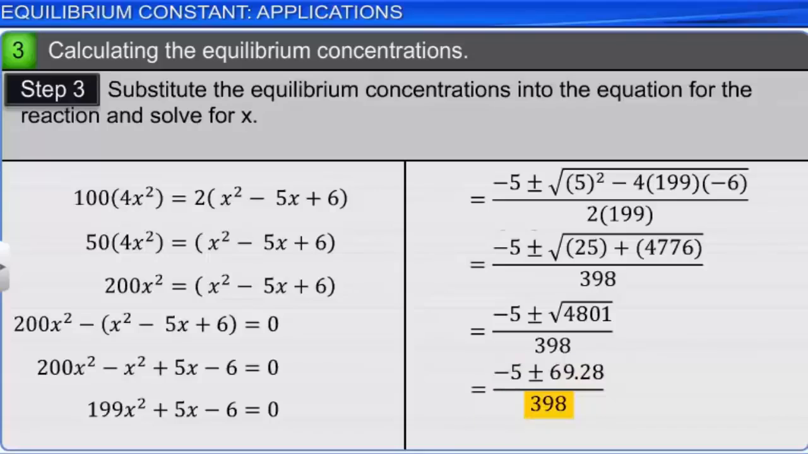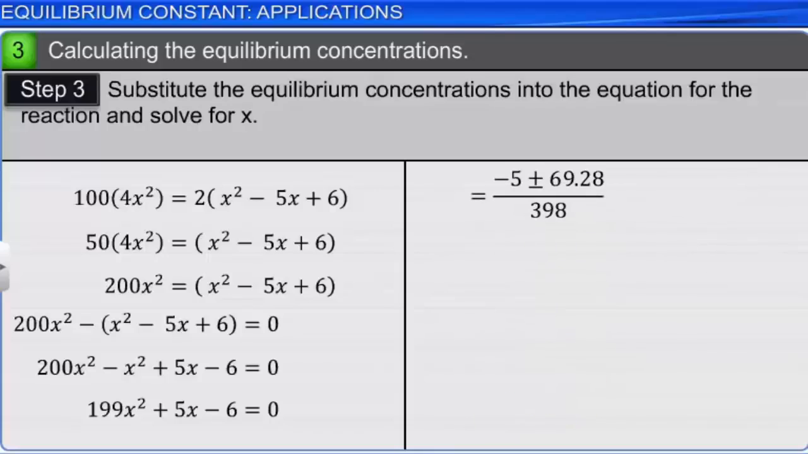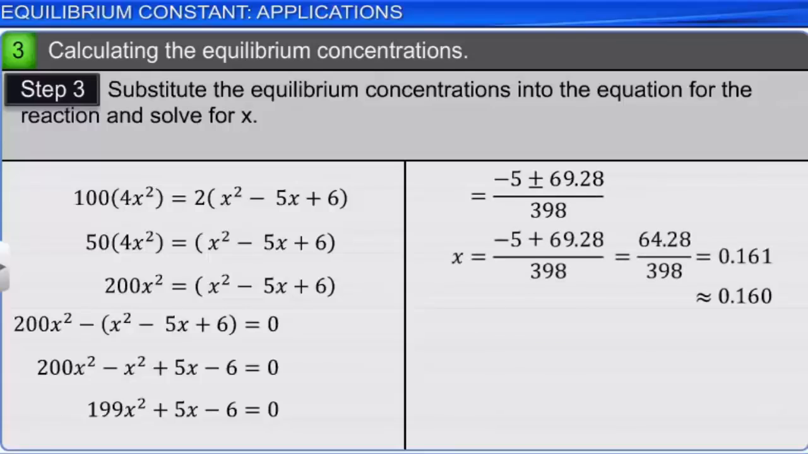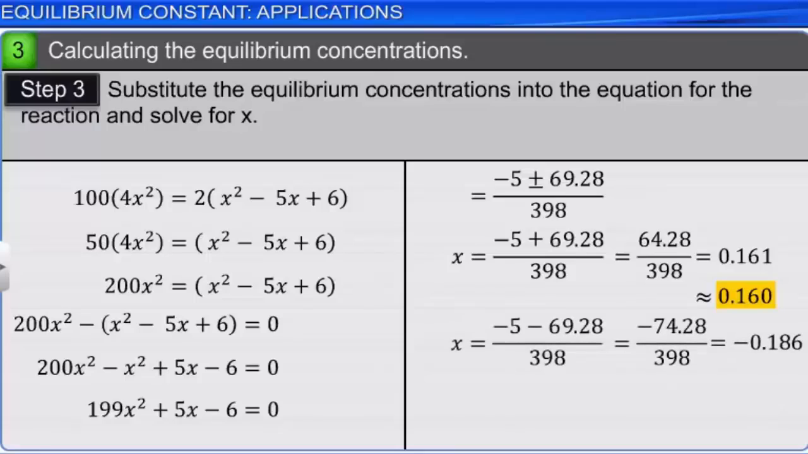One form is x is equal to (−5 + 69.28) divided by 398, which is equal to 0.160. The other form is x is equal to (−5 − 69.28) divided by 398. This becomes equal to −74.28 divided by 398, which is equal to −0.186. As concentration cannot have a negative value, it is clear that the correct value of x is 0.160.